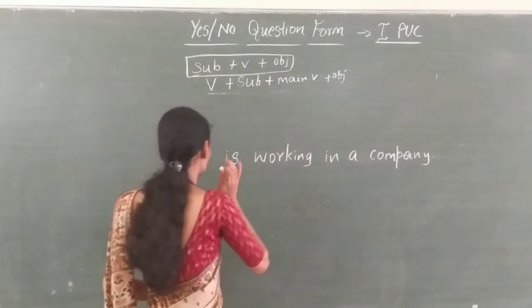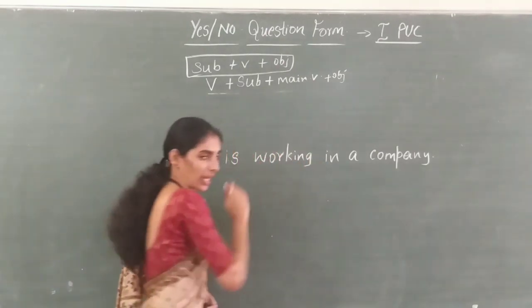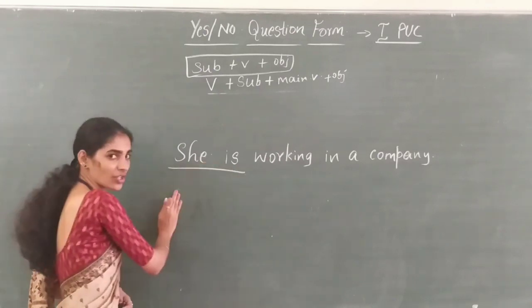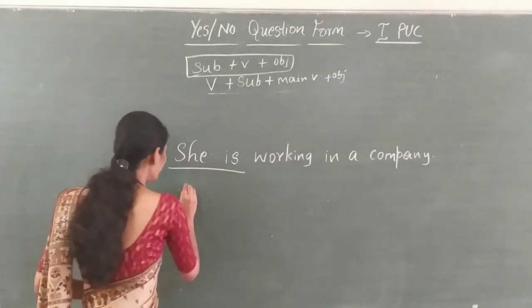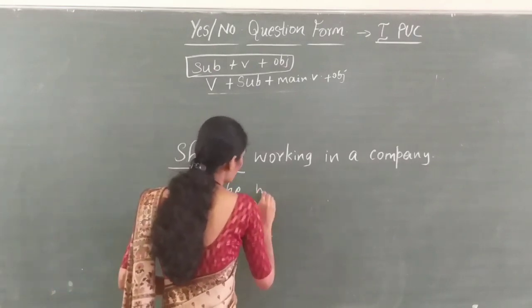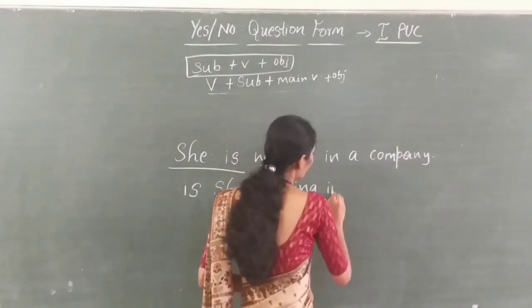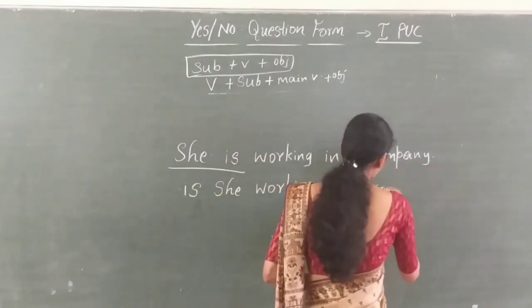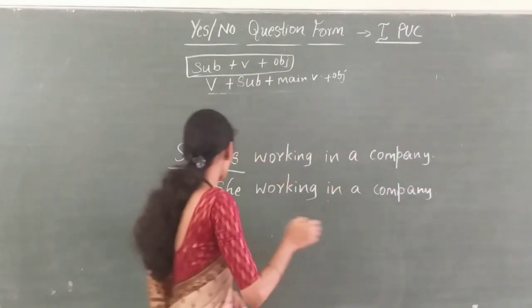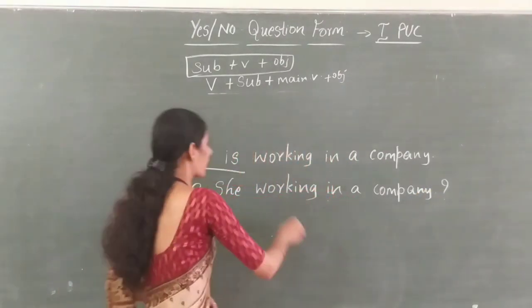She is, okay, let me discuss this one. She is working in a company. So, now frame a question. Simple. Change the position of subject and verb. This becomes, is she working in a company? Is she working in a company? Question mark. One more.